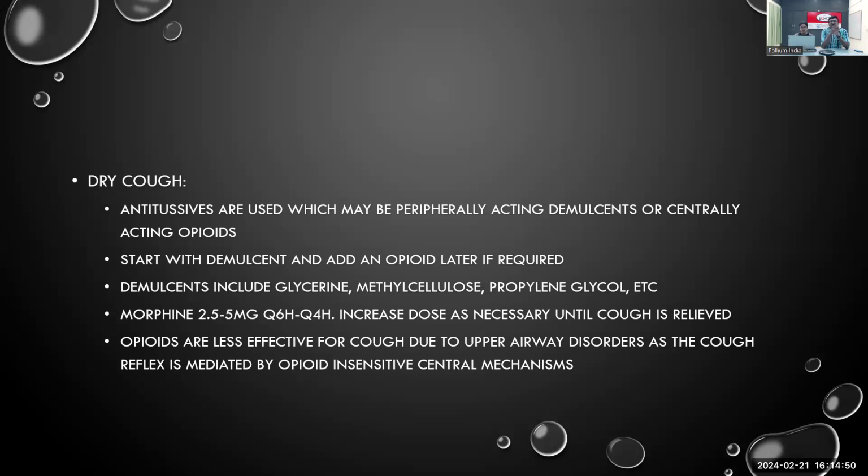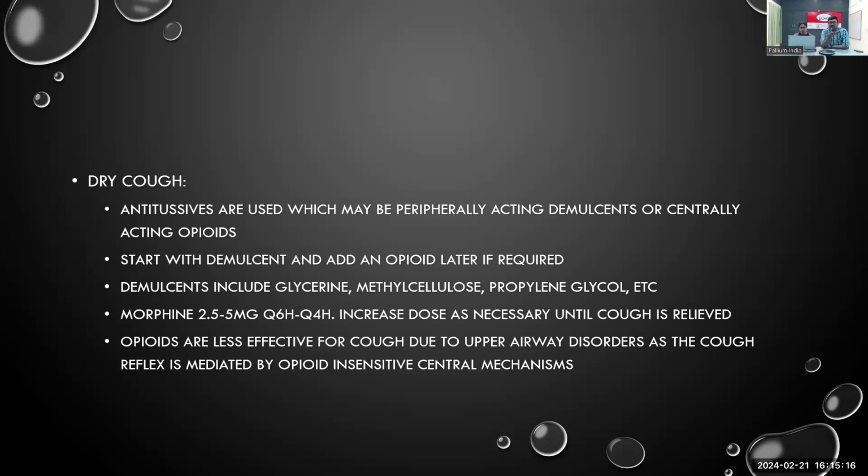Demulcents that are commonly used: if you buy any cough syrup today, it's not just one ingredient. There are a few things in it, and one of those things is always going to be a demulcent, which commonly includes glycerin, methyl cellulose, propylene glycol. Next time you see a cough syrup bottle, take a look at what the demulcent component of it is, and you give this. And in case there is no relief with it, then you can add an opioid to it.